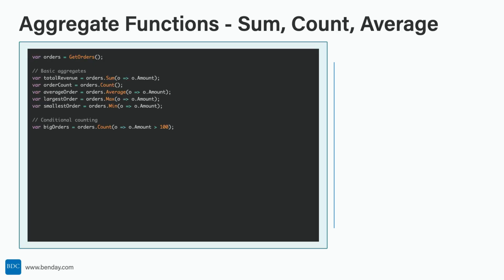Aggregate functions collapse a collection into a single value. These are essential for any kind of reporting or analysis. Sum takes a selector lambda and adds up all the values. Total revenue, total quantity, total anything. Pass it the property you want to sum.